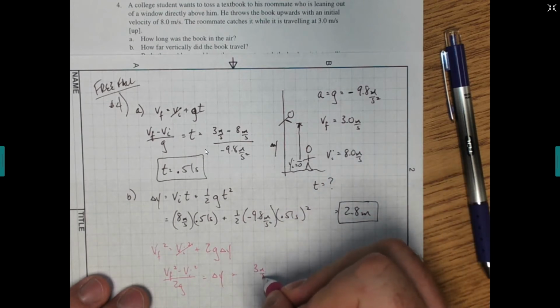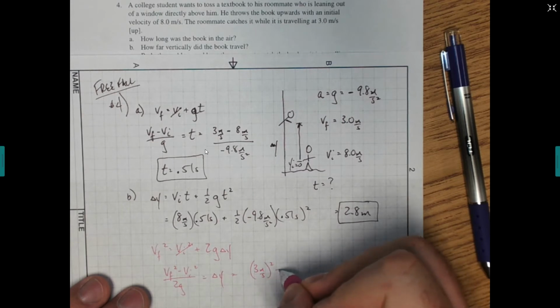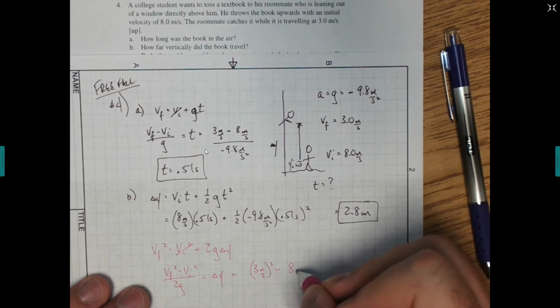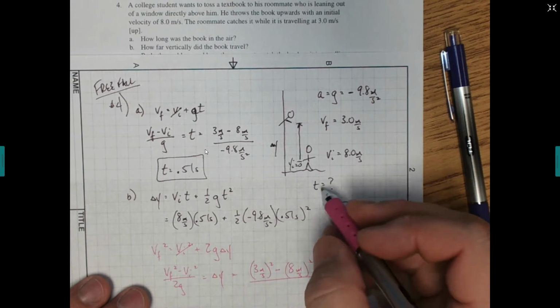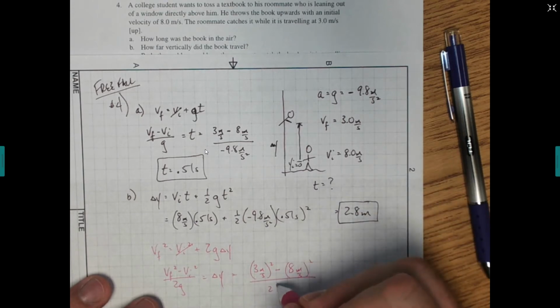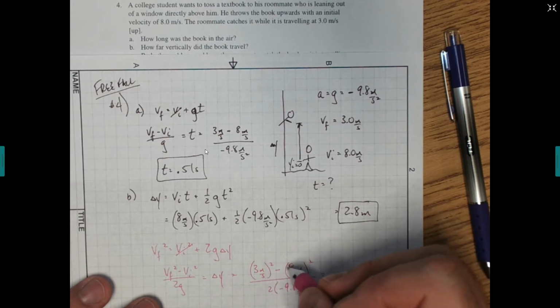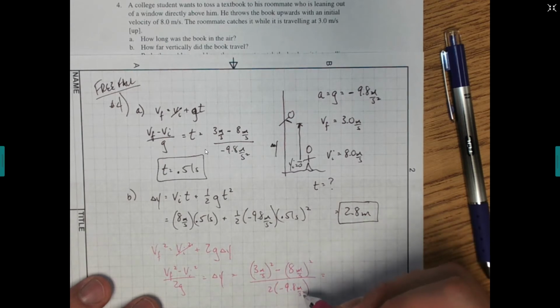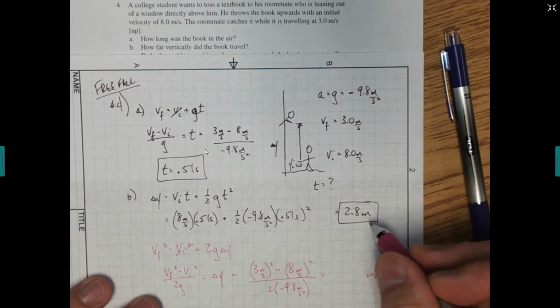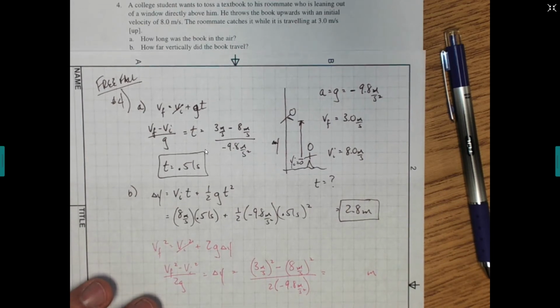So 3 meters per second squared minus the initial velocity of 8 meters per second squared, divided by my 2, forgot about the 2, times my acceleration, which is negative 9.8 meters per second squared. You notice I have meters per second, they're both squared on the top. So I'm going to get rid of my second squared, and I'm going to have just 1 meter left over, which is what I want. So I'm doing good so far.